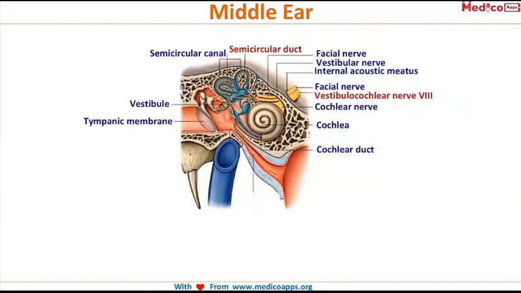So on the whole, this is how the middle ear appears. These are the semicircular ducts. This is the semicircular canal. Here is your vestibule. This is the tympanic membrane, obviously. This will be your external ear. These are the cochlea and the cochlear ducts. Here is your facial nerve passing, and this is your 8th cranial nerve.